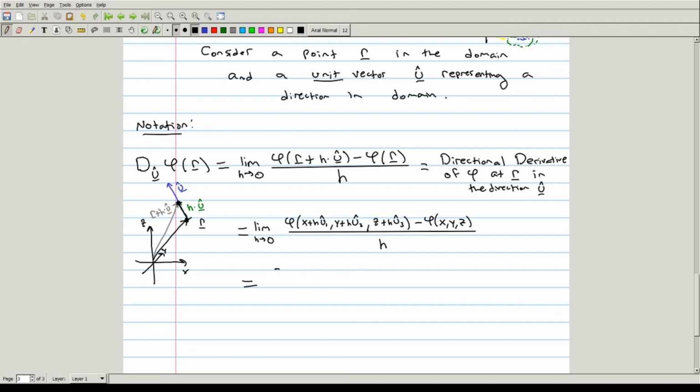Which is just the derivative, the h derivative, the t derivative of phi of L of t at t equals 0, where L of t is the line r plus t times u hat, or in Cartesian coordinates, it's x plus t times u1, y plus t times u2, z plus t times u3.